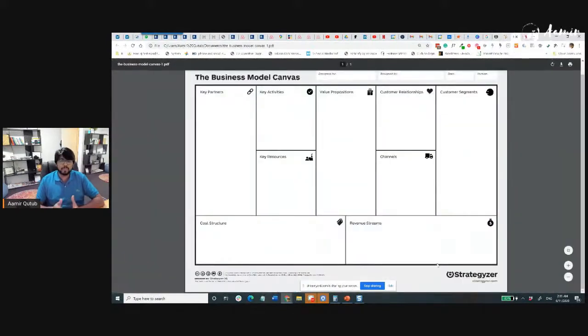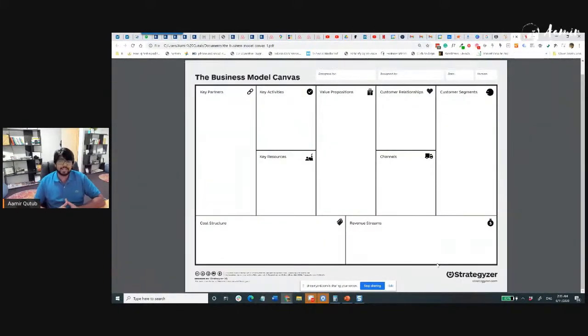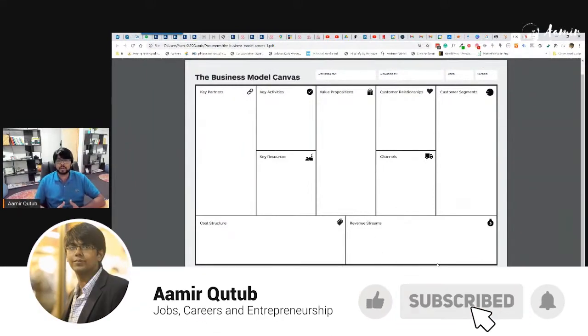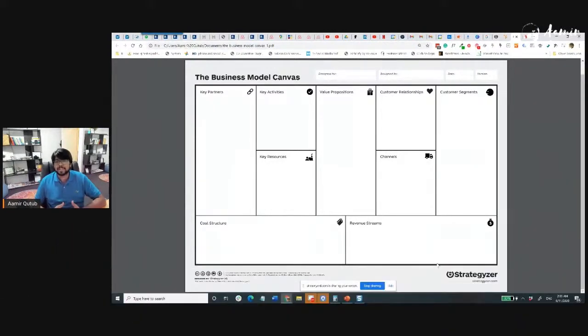So we were talking about the business model canvas. This is the tool or the sheet that allows you to capture your initial understanding of your startup, and this is the most important tool for startups.